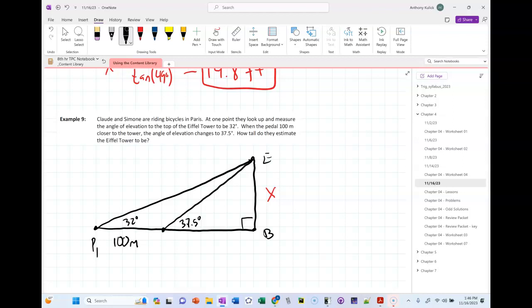Take a look at the picture. Does it seem like we have enough information? Yeah. We don't know. Yeah, right? All we know is they got 100 meters closer.